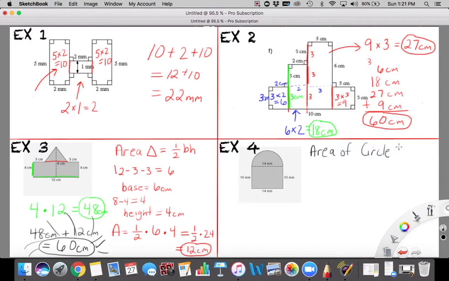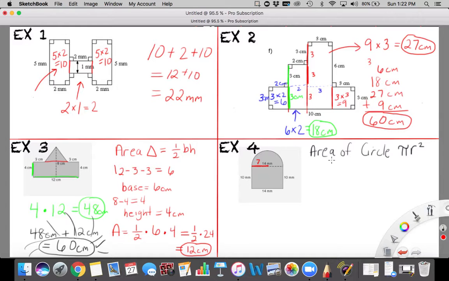is equal to pi times r to the second power. Pi representing 3.14 and r is the radius. Now the radius is halfway across the distance of the circle. Or technically, the radius is the distance from the center to any point on the circle, which is half of the diameter. So the diameter goes all the way across the circle. So this radius would be half of 14, which is 7.